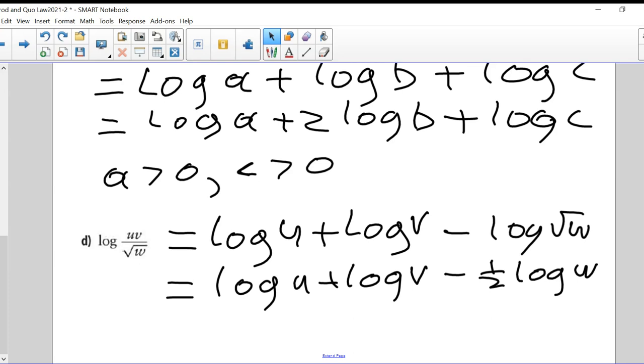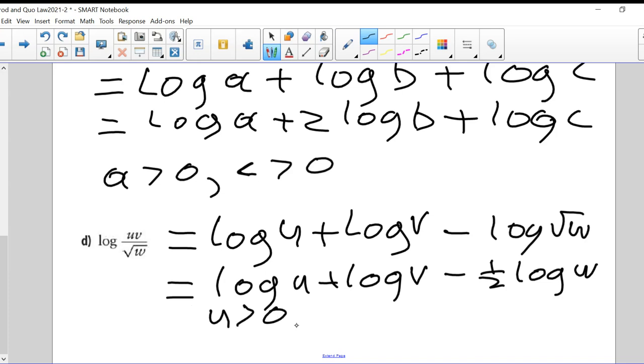I can do that. But I need to write my restrictions first. The half comes from the exponent on the w, and that half can go in the front as a coefficient. So the restrictions here would be the ones that you would expect. I don't have to write the word restrictions. I'm just going to put what the restrictions are: u must be greater than 0, v must be greater than 0, and w must be greater than 0.